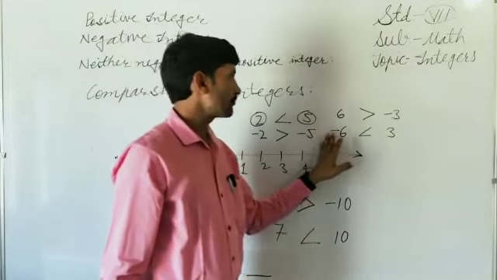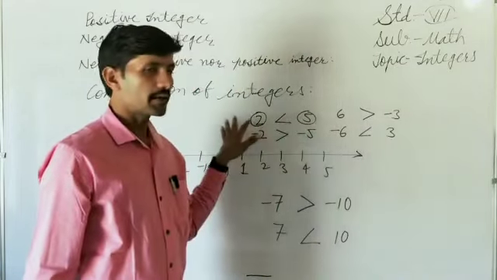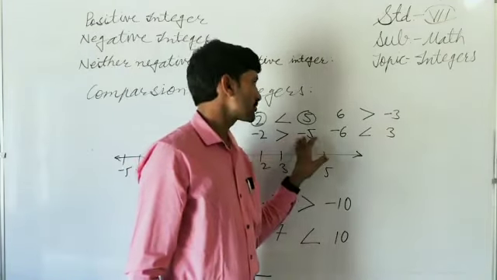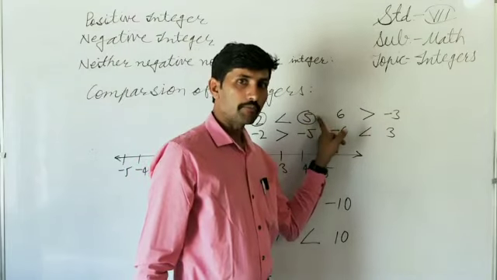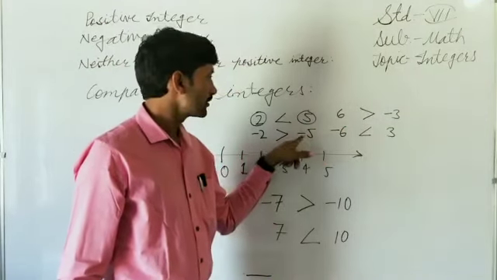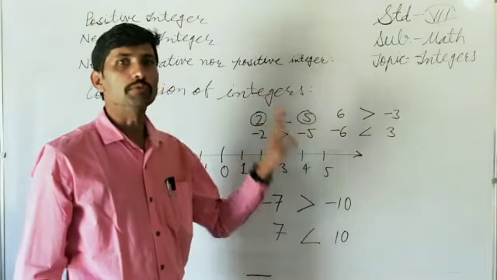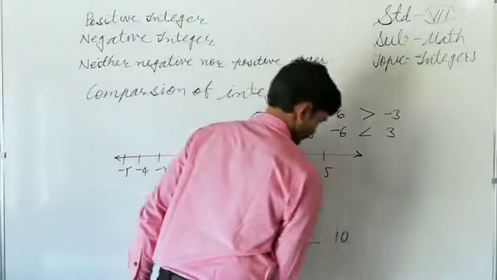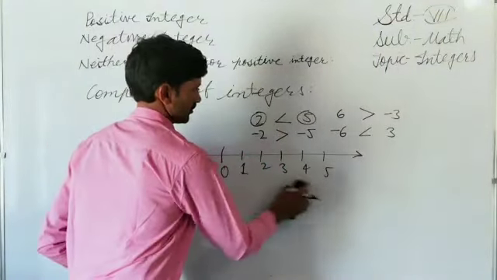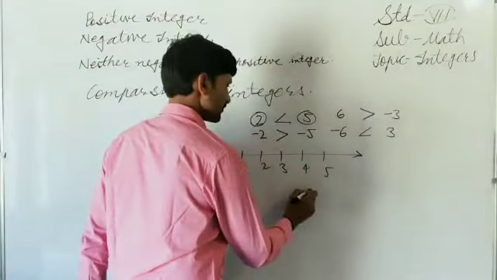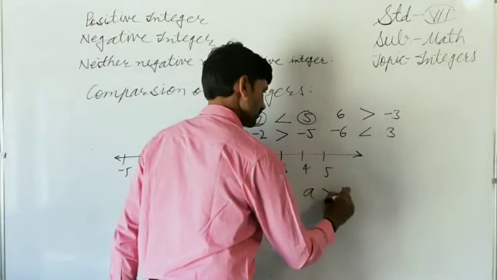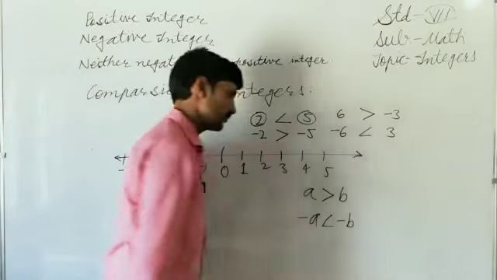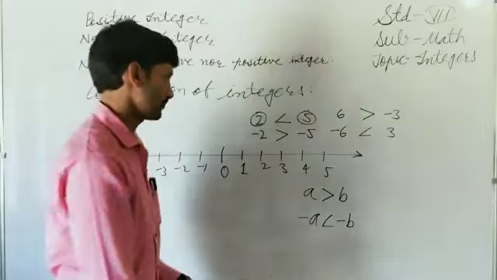So always remember, if two integers are compared and we compare their negatives, the number which was greater will become smaller when we take its opposite. In general, we can say if a is greater than b, then minus a is smaller than minus b. We can keep it in mind like this also.